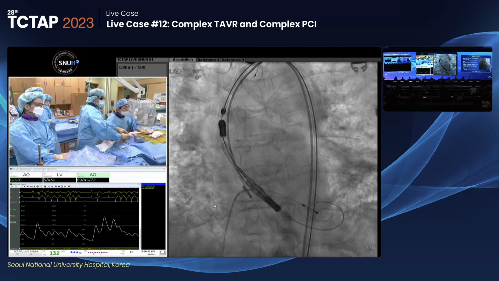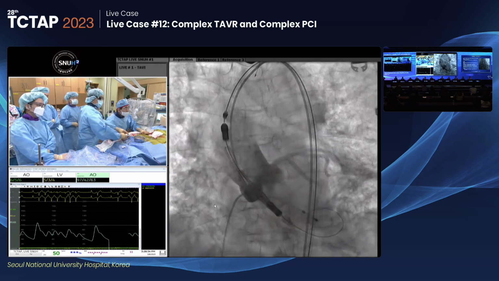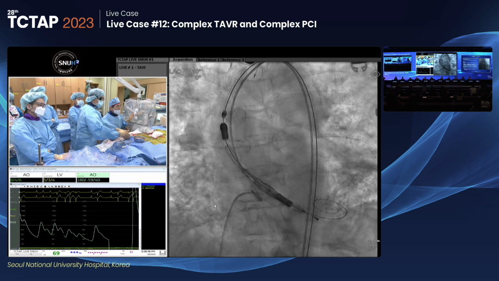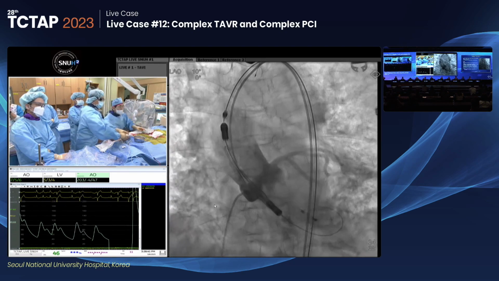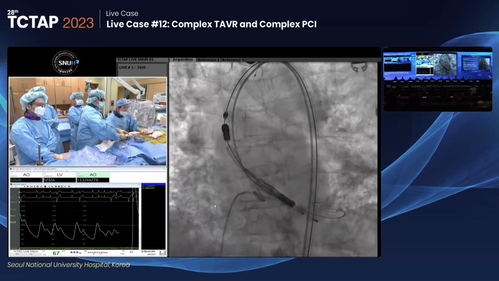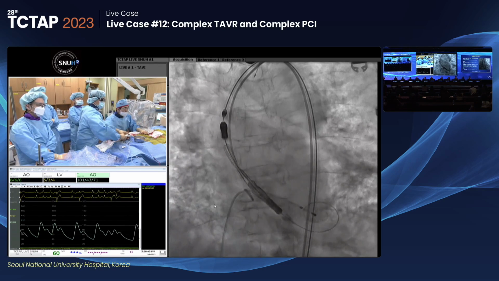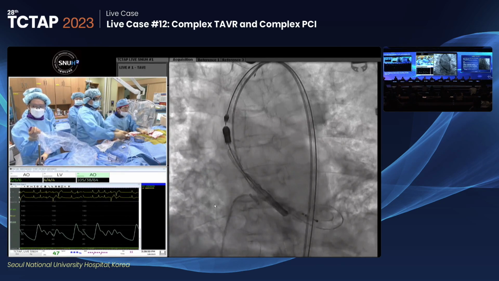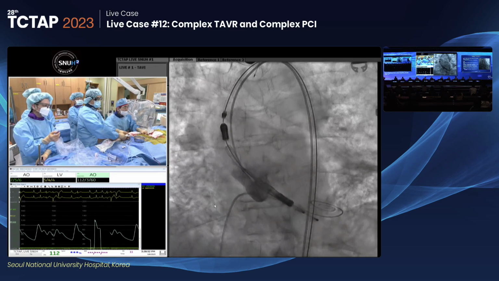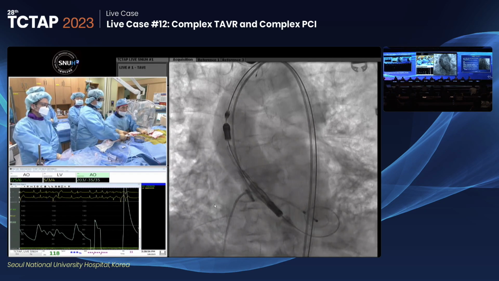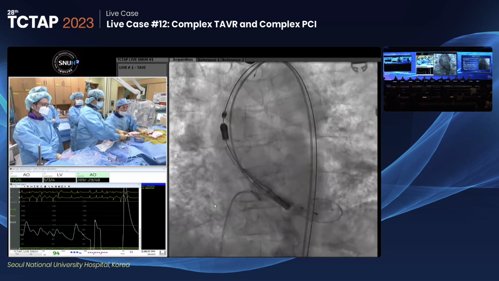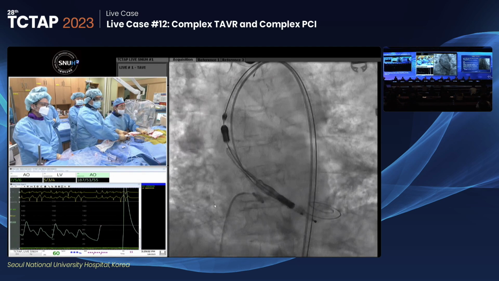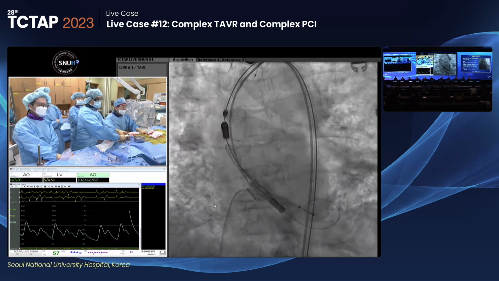So you see the marker. The center marker should be at the annulus level, not above the annulus, just coinciding with the annulus level. Like now. Looks good. The initial position is very important. Okay, I think the position is good. 120 pacing.